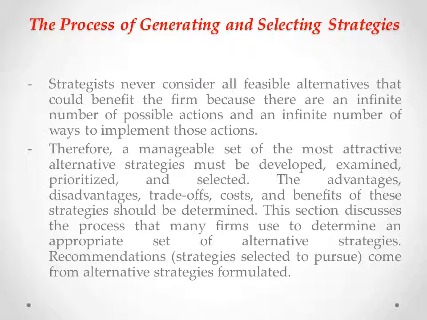For making a selection for the strategy, you should consider all the feasible alternatives from which you can achieve a benefit for your company, and you should select the best one that will make you achieve your best result. A manageable set of the most attractive alternative strategies must be developed, examine your priority and select the best one. So you should take into consideration, when you make a selection for the strategy, the advantage and disadvantage, the trade-off between the cost and the benefit. So in this case, you will make a good selection for your strategy.